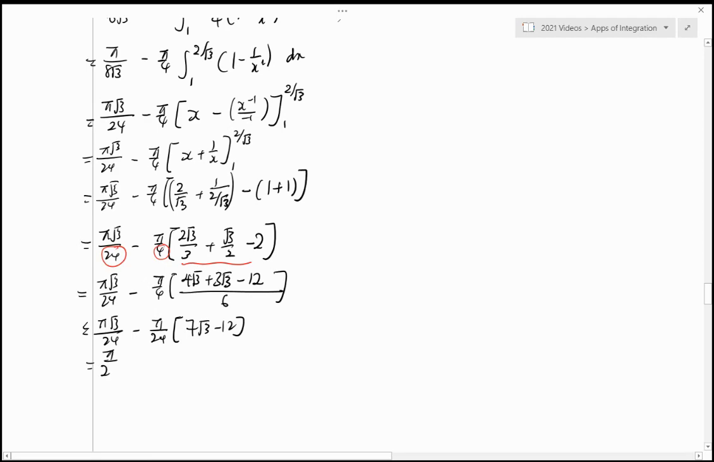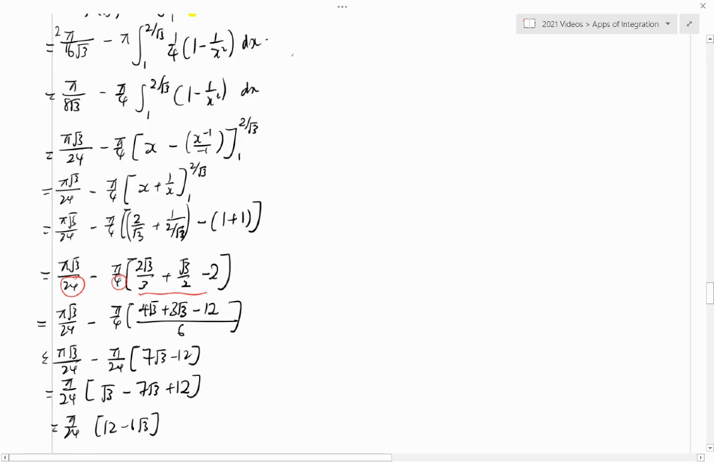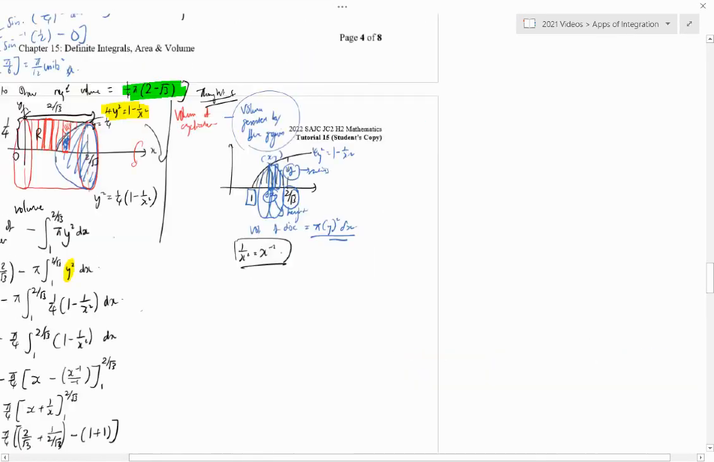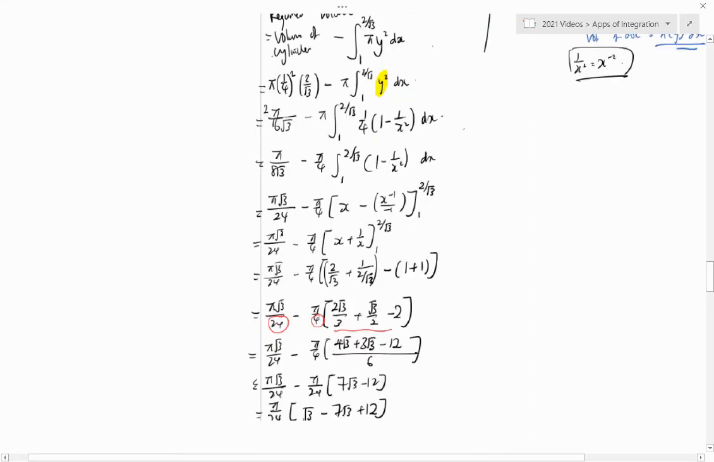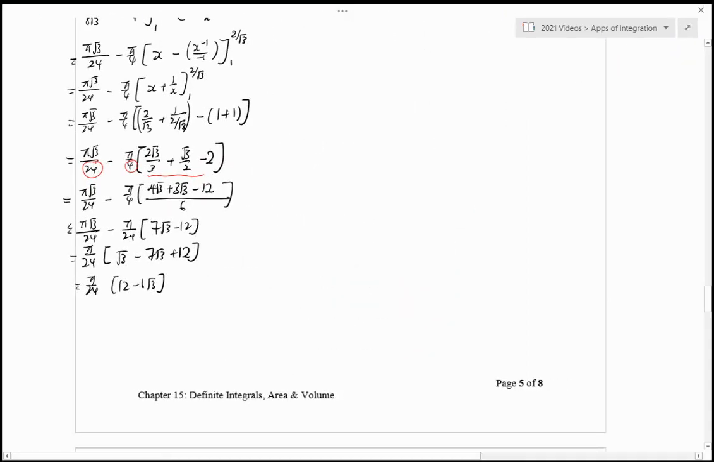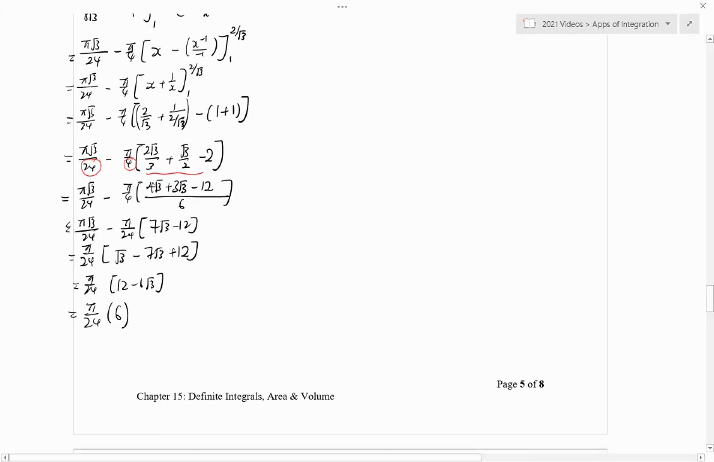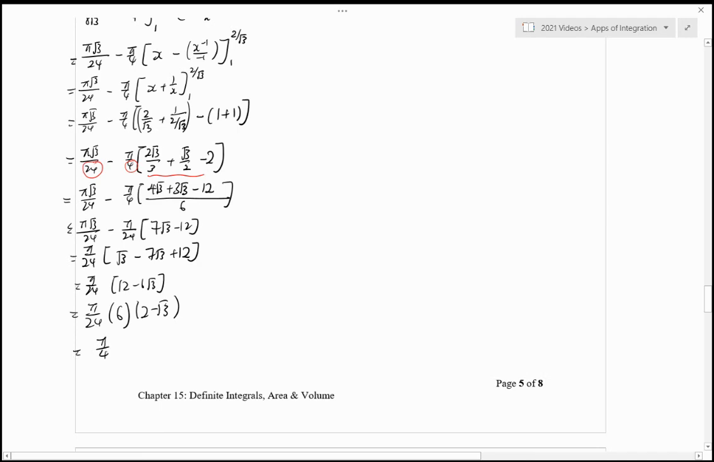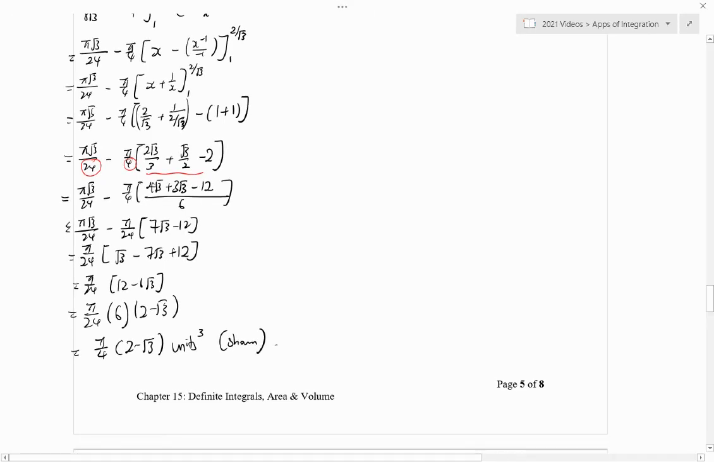Now I can factorize pi over 24. This becomes root 3 minus 7 root 3 plus 12. I will have pi over 24 times (12 minus 6 root 3). But that's not enough because I need pi by 4 as the term outside. So let's try to make that happen. It will happen when I factorize 6. So this is 2 minus root 3. Therefore, I have pi over 4 times (2 minus square root 3) units cubed, and shown.